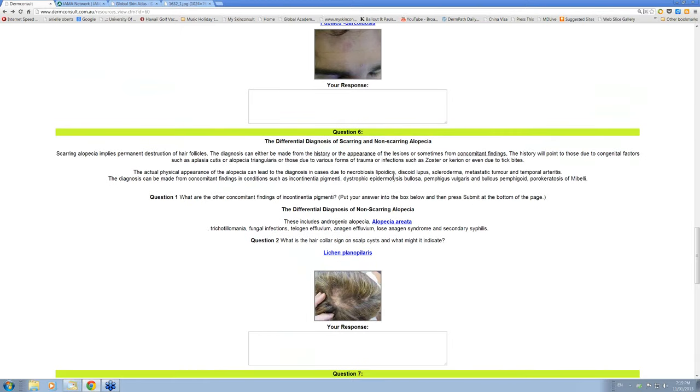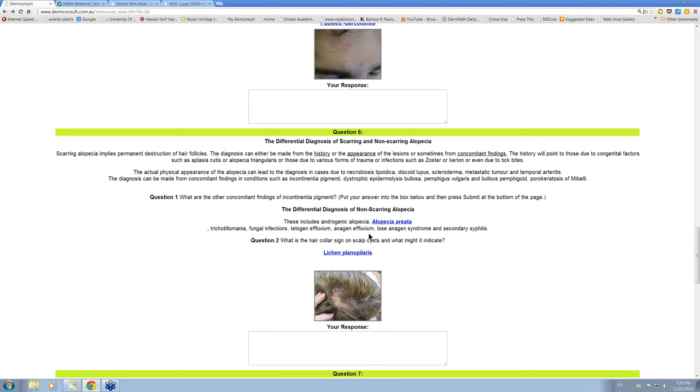Now the differential diagnosis of scarring and non-scarring alopecia. Well, the non-scarring alopecias are essentially androgenetic alopecia, alopecia areata, trichotillomania and telogen effluvium. But you've got some of these other ones that are non-scarring, such as fungal infections, but there'll usually be redness and scaling here.